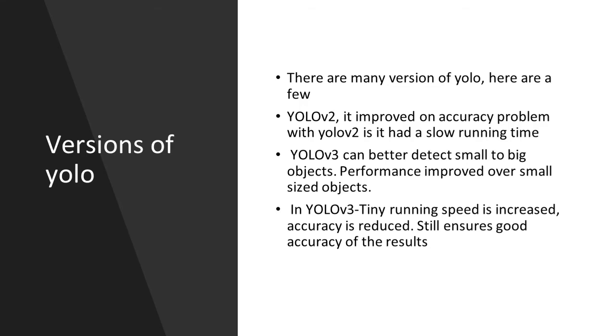Versions of YOLO. There are many versions of YOLO. Here are a few. One is YOLO V2. It improved on accuracy, but the problem with YOLO V2 is it has a slow running time. YOLO V3 can better detect small to big objects, and its performance is improved over small sized objects. But that's pretty much all it could do. In YOLO V3 tiny, running speed is increased, accuracy is reduced though, but it still ensures good accuracy of the results.